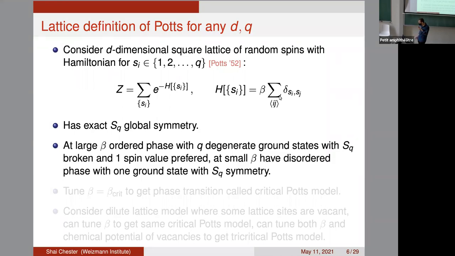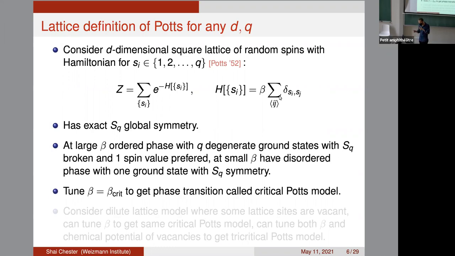So at large beta, i.e. small temperature, there's an ordered phase with Q degenerate ground states with S_Q broken and one spin value preferred. Whereas at small beta, i.e. large temperature, we have a disordered phase with one ground state, which preserves the S_Q symmetry. So this is the usual story. I mean, for instance, this is how it works in the Ising model, Q equals two.